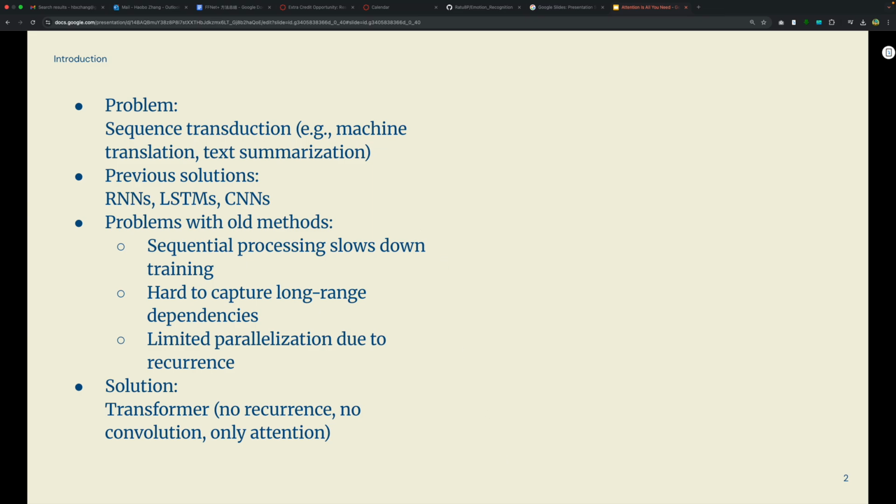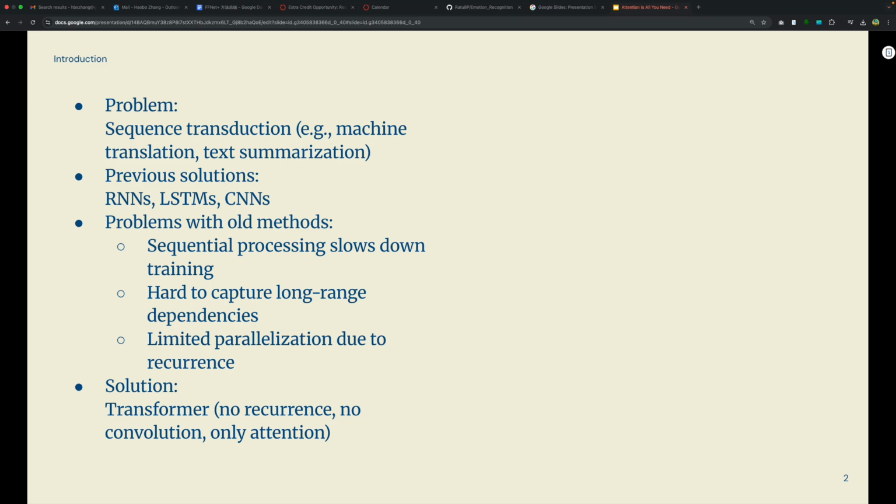Many tasks in natural language processing, such as machine translation, text summarization, and question answering, involve sequence transduction, the task of mapping one sequence to another. These problems require a model that can understand the order, structure, and dependencies between elements in a sequence. Traditionally, this challenge was addressed by using recurrent neural networks, which process sequences one element at a time, maintaining a hidden state that captures information from previous steps.